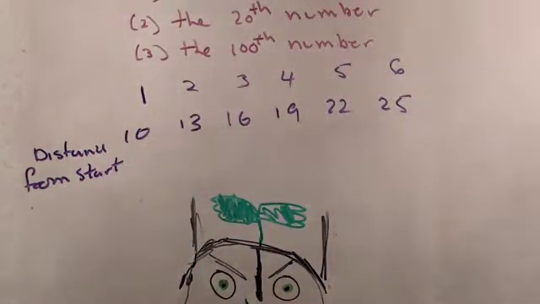So how far away is the number 10 from the starting number? What is the starting number? What's the first number? 10. How far is 10 away from 10? Yeah. 0. Okay, so write that down.